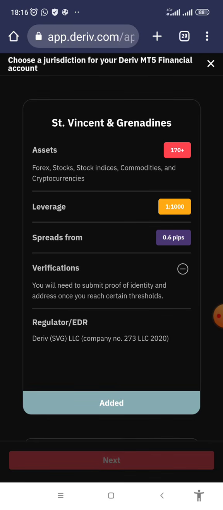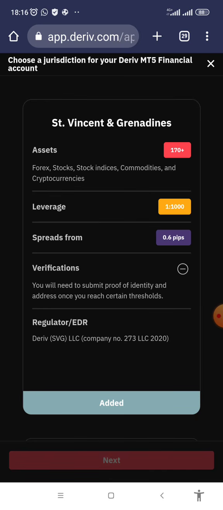Those are the synthetic indices: the Boom 500, Boom 1000, the Crash index, and those indices are synthetic indices. So if you are interested in trading Boom and Crash and those other kinds of instruments, then DERIV is also one of the brokers that you can have access to for trading those synthetic indices.